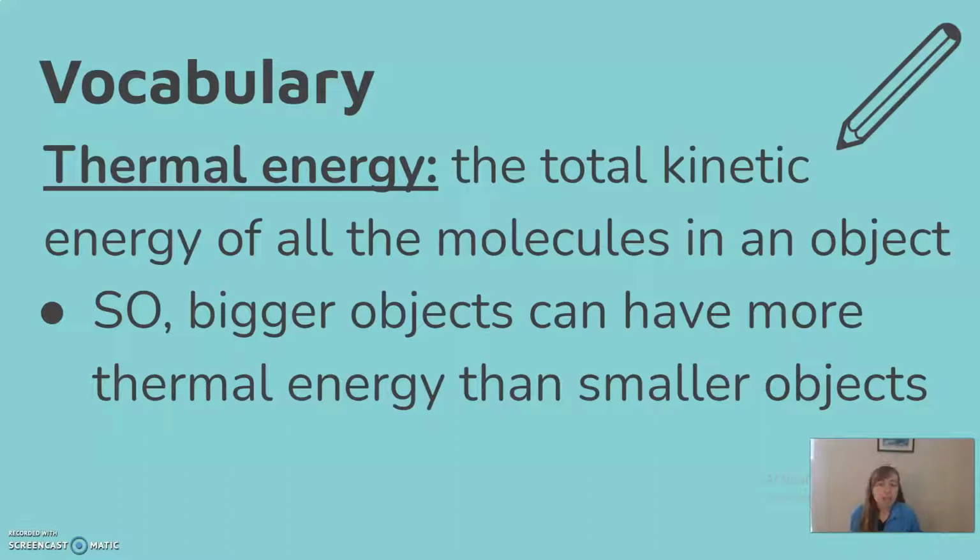So thermal energy is, remember we said it's another word for heat energy. That's a general definition. More technically, it's the total kinetic energy of all the molecules in an object. That means that if we have bigger objects that have more molecules, they could have more thermal energy than smaller objects, depending on how fast the molecules in those objects are moving. Basically, depending on how hot they are. Okay, so that's a little tough to figure out just from a definition, so we're going to look at another example.